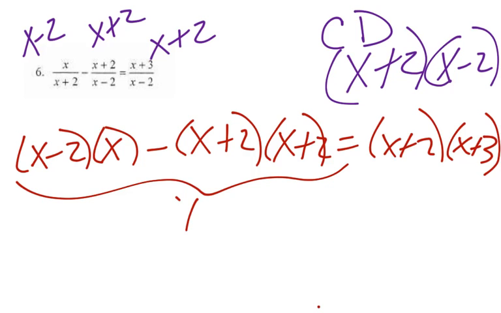Very important that you use parentheses around everything. The left goes to y1, the right goes to y2. So go to y equals, clear everything out. Open, x minus 2, close, open, x, close. Minus, open, x plus 2, close, open, x plus 2, close. Enter to take you down to y2: open, x plus 2, close, open, x plus 3, close.